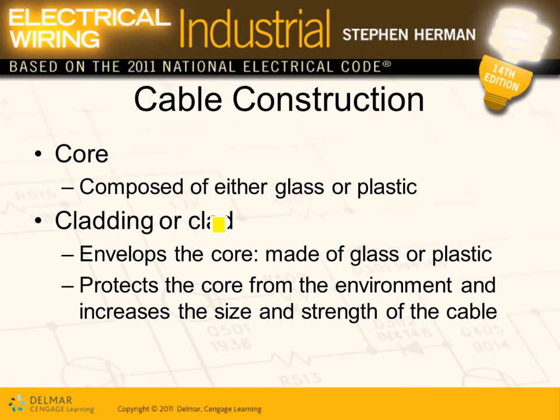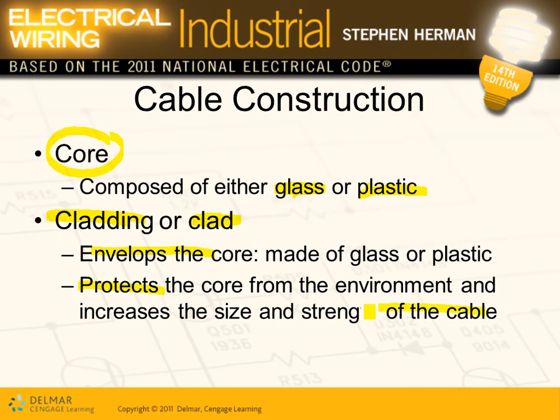The way they're constructed, guys, there's the core, and you're looking at the core in a second here. The core is made out of either glass or plastic, and that's where the light goes right through it. And then you need the cladding to protect the core. The most important thing about this one is that it envelops the core and provides protection for it from the environment, and it increases the size to give it more strength.